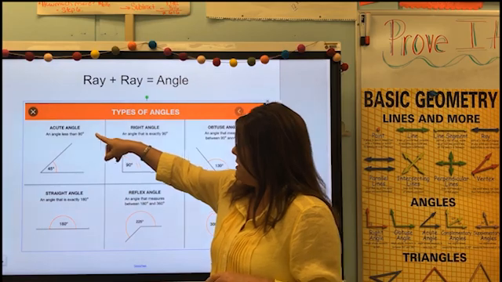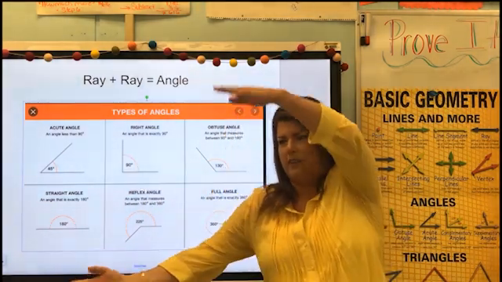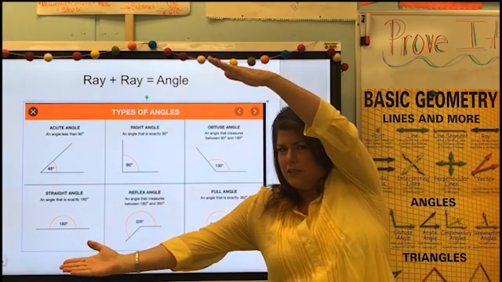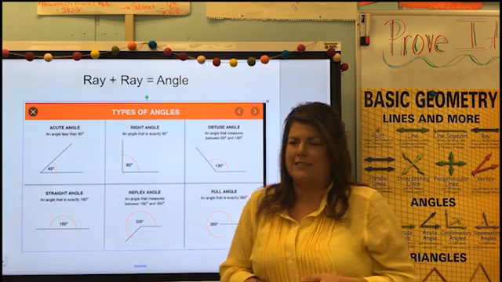We talked about the different types of angles, and we know that an acute angle, and we would do it with our arms like this, it's a cute little angle, and that is less than 90 degrees.